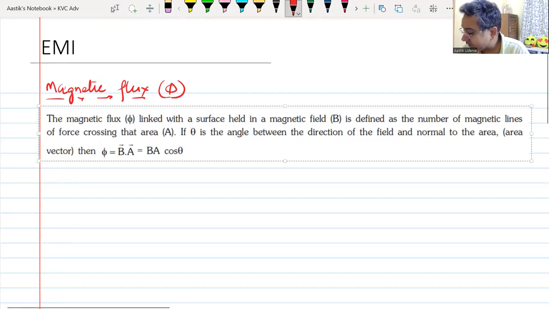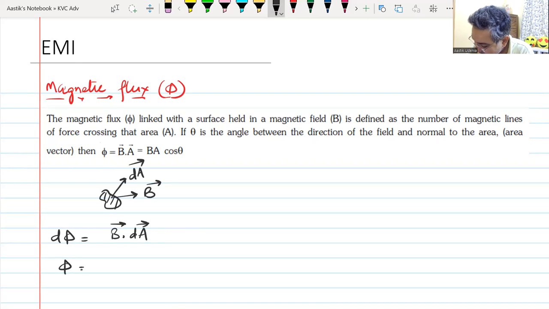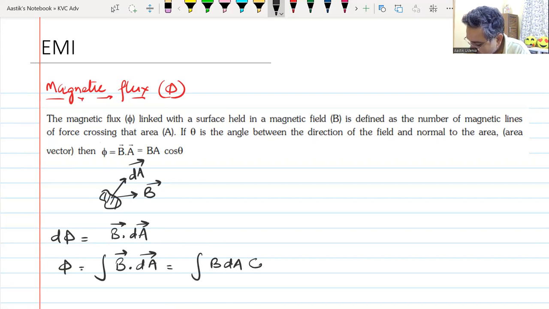If I have a small area whose area vector dA is going like this, and this is placed in a magnetic field B, the small flux through this area dφ will be equal to B dot dA. The total flux through this area will be the integral of B dot dA, or simply the integral of B dA cos θ, where θ is the angle between the area vector and the magnetic field lines. It's a scalar quantity, and the SI unit is Weber.